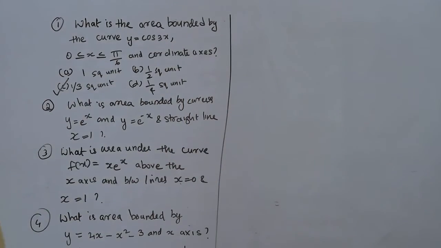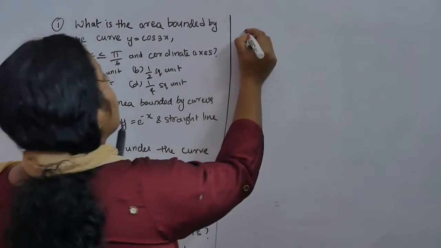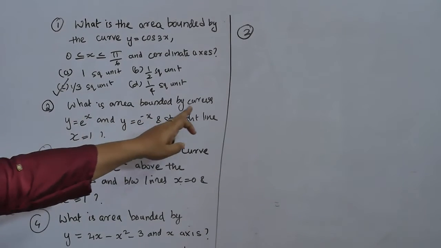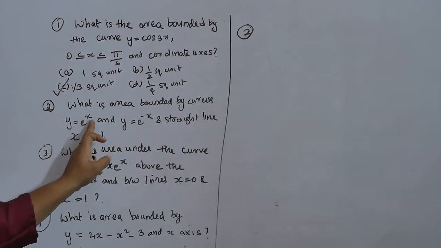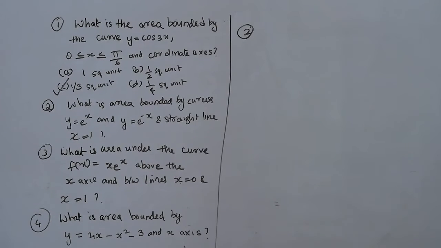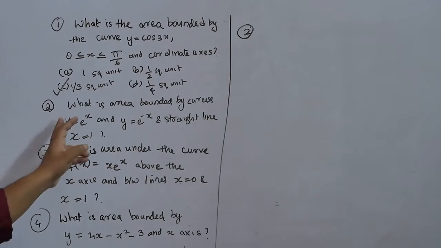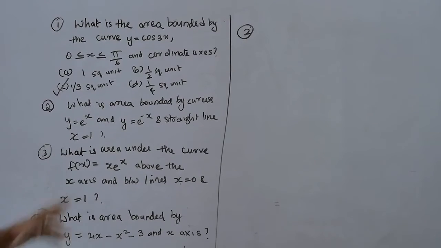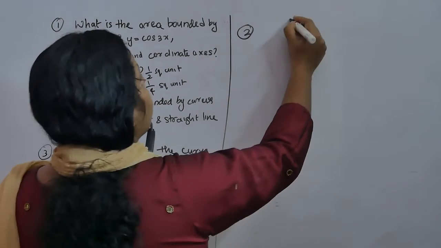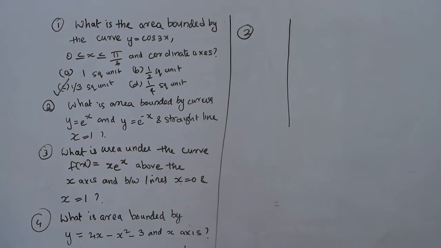Second question I am going to do. What is the area bounded by the curves y is equal to e raised to x and y is equal to e raised to minus x and the straight line? Okay, so first we'll draw the figure.